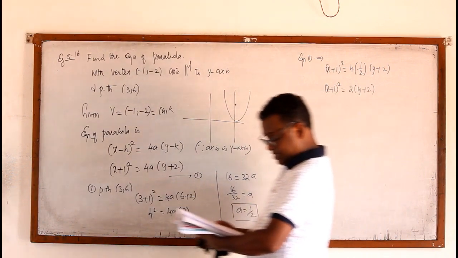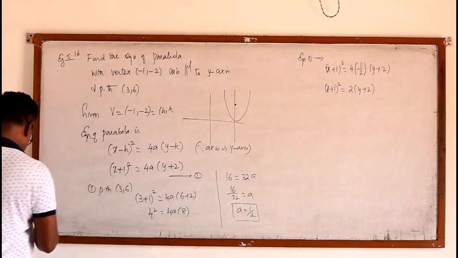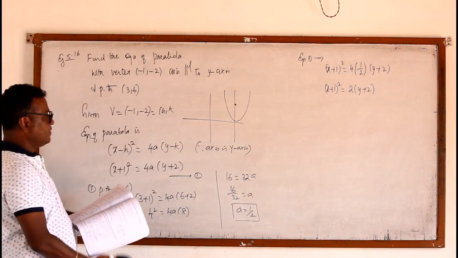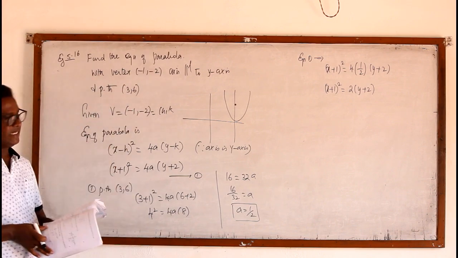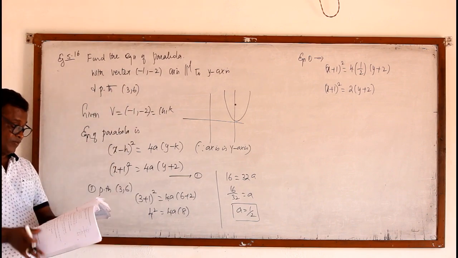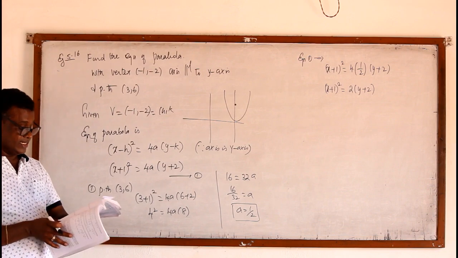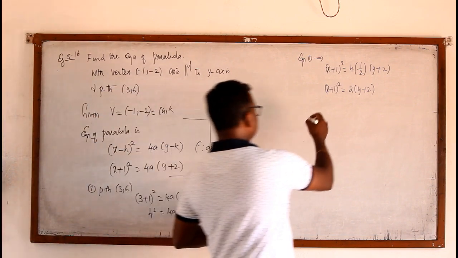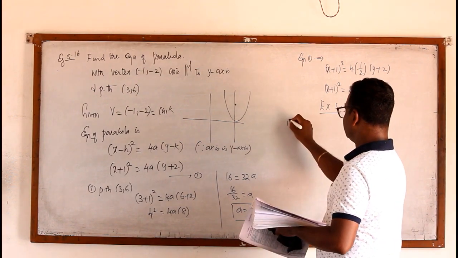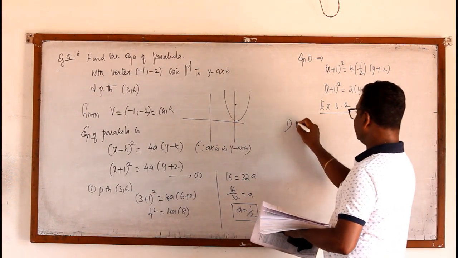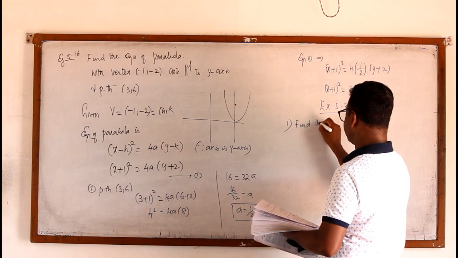Next we shall go for the exercise. Now we shall do all the problems in this pattern. That is, they will give the terminologies, and we have to find out the equation of parabola. That is your first exercise problem, in exercise 5.2. First problem: find the equation of parabola.